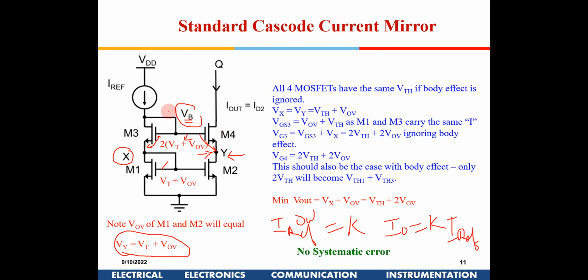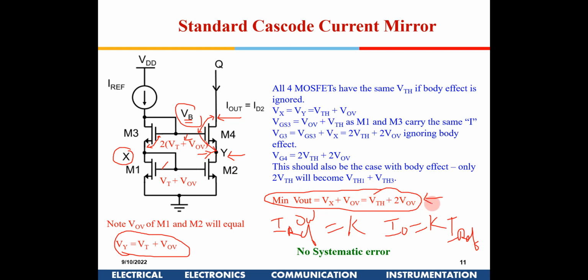Why do we remove 1 VT plus VOV? Because the gate to source voltage for that current is VT plus VOV. Now from here to here, I have to reduce 1 VT for this to remain in saturation. That is the condition for saturation. So the minimum voltage required here will be 2 VT plus VOV minus 1 VT. If I remove 1 VT, it will be VT plus 2 VOV. So this is the drawback of this circuit.